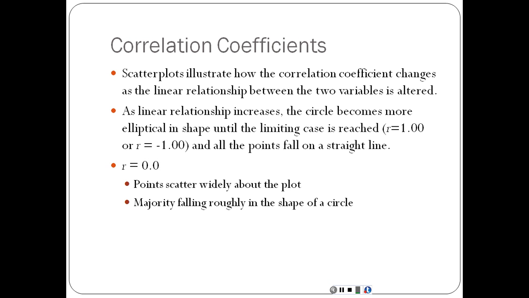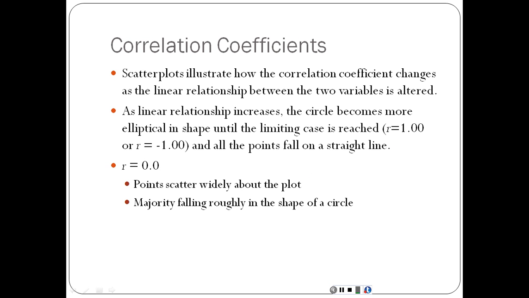So as the linear relationship increases, whereas before these plots were just scattered almost like a circle, now this circle is becoming more and more elliptical in shape until that limiting case is reached, meaning that range, whenever it reaches either 1 or -1. And it's very unlikely that you will ever have an r of 1 or -1. It's always going to fall in between those two values. But the ideal case is that we want them to fall on a straight line as much as possible.